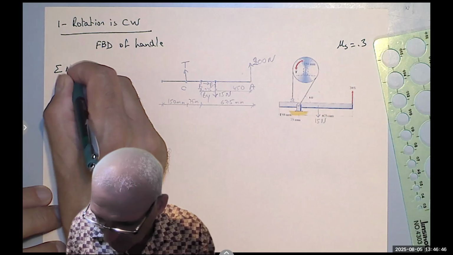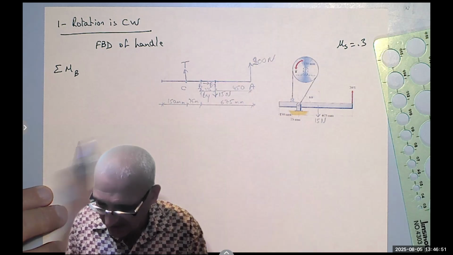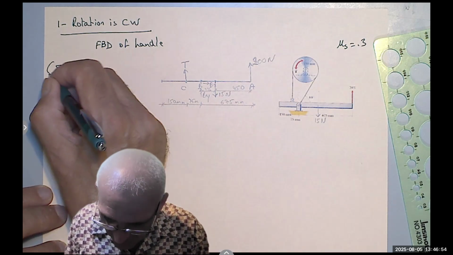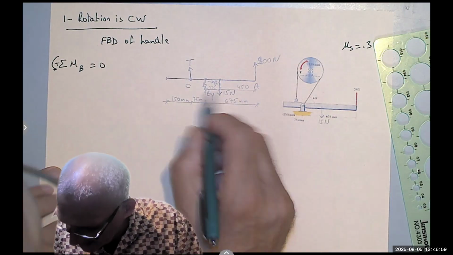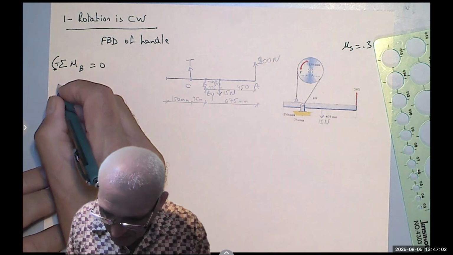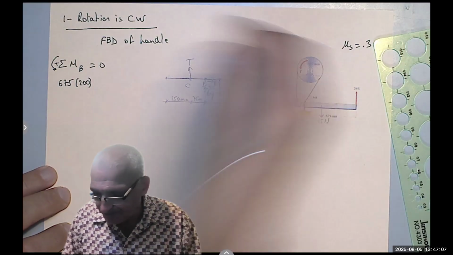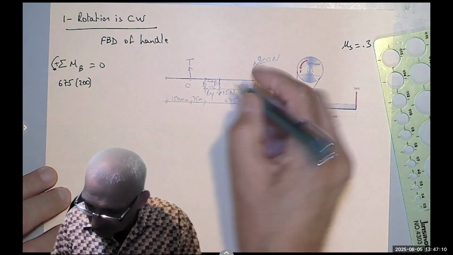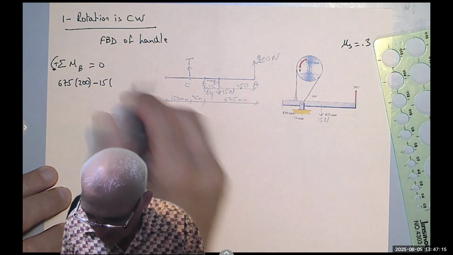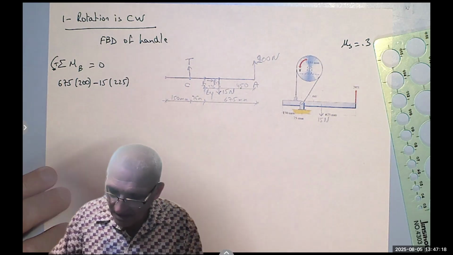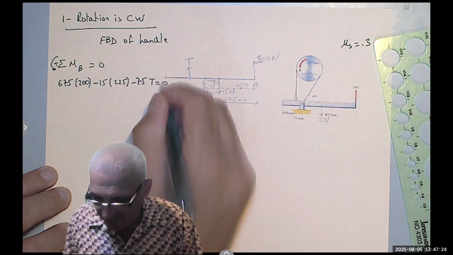Take the summation of the moment about point B, because at B I have Bx and By, and I don't need them, and equate that to 0, and counterclockwise is positive. The 200 is going counterclockwise, and it's 675 away. So 675 times 200, that's a positive moment. The weight is negative, so minus 15 times 225, clockwise, so minus 75t equals 0.